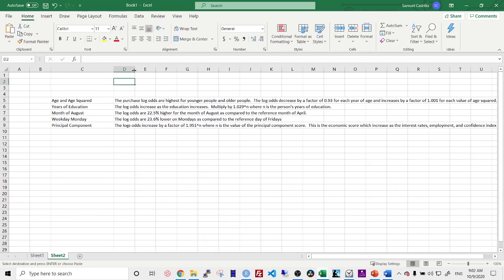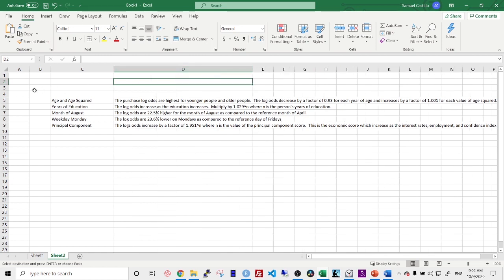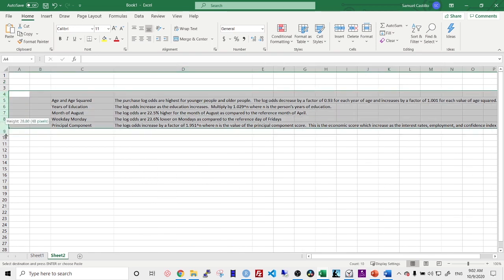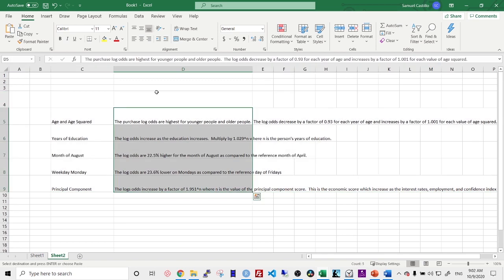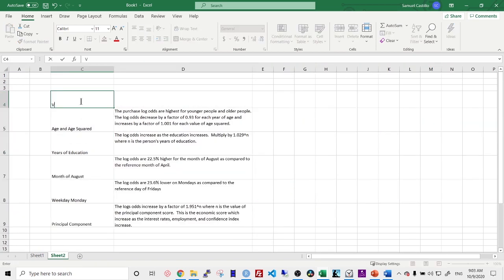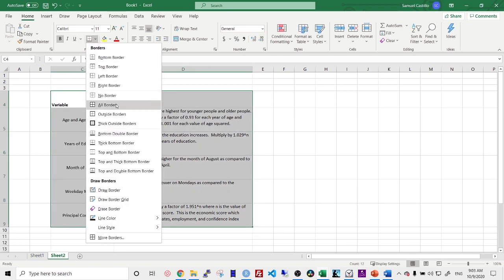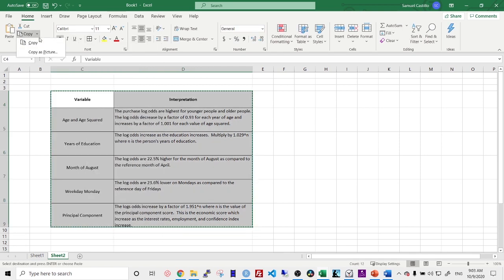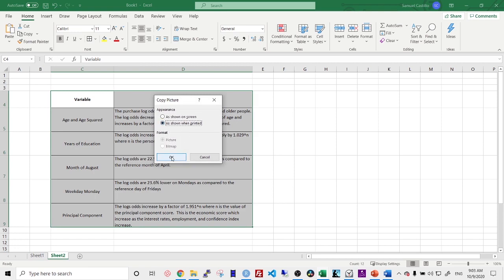And I'll just clean this formatting up, make the table easier to read, improve the spacing, and add wrap text. And then this will be the variable. This will be the interpretation. Finally, let's add some borders to this table, and then copy as picture as shown when printed.